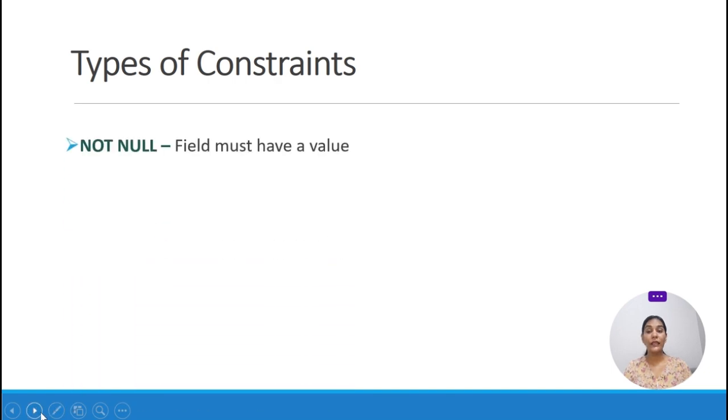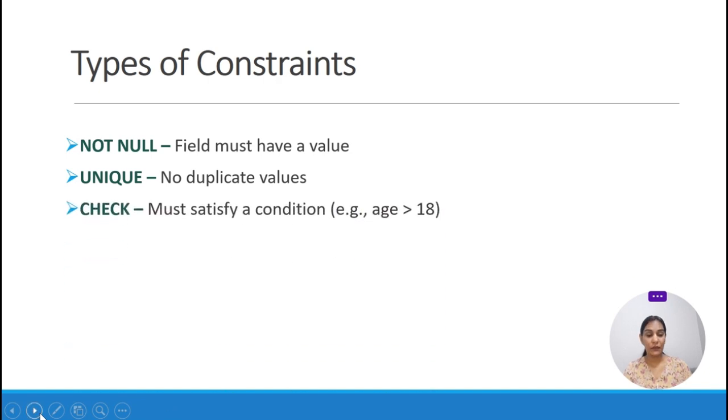not null. Every field should contain some value. It should not be null. Then the unique, no duplicate value in our table, in the column. Then check, it must satisfy a condition. Like we mentioned, sometimes a condition such as age should be greater than 18, or students in the first division who have got more than 80% marks, like that.